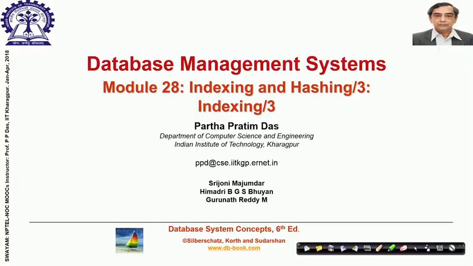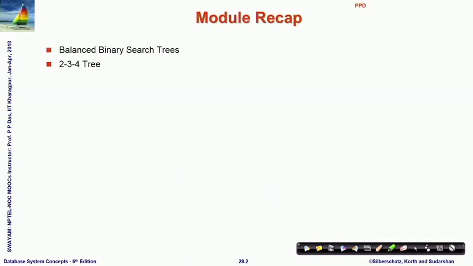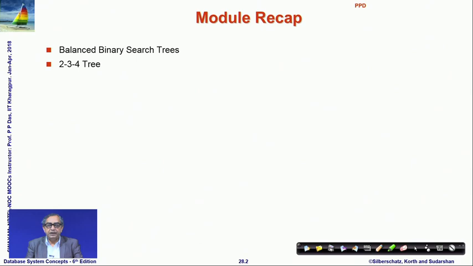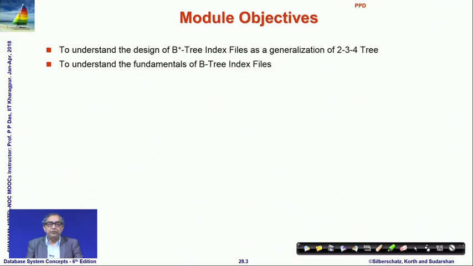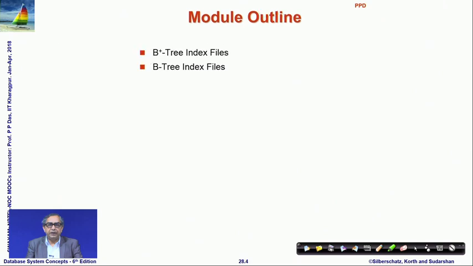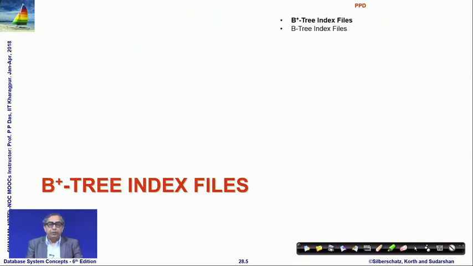We have been discussing indexing and hashing. This is the third module in that continuation. In the last module, we took a quick look at the balanced BST and specifically a different kind of inline data structure called the 2, 3, 4 tree, which can be of very good use in understanding the B plus tree, which we want to study in this module, and we will also take a quick look at the B tree.